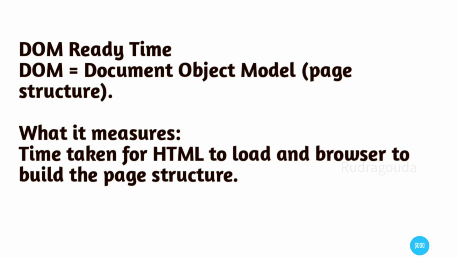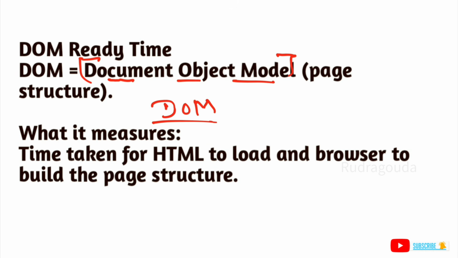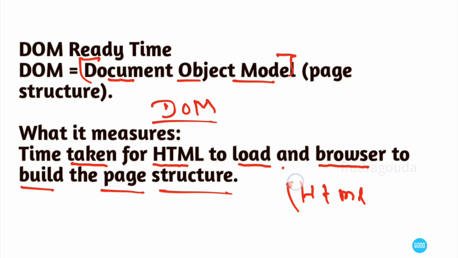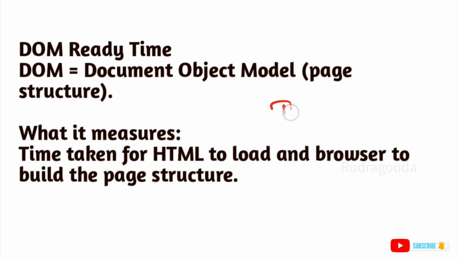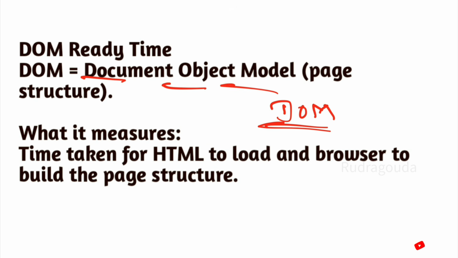Next, DOM ready time. What is DOM? Document Object Model, altogether we call it DOM. What does it measure? It measures the time taken for the HTML to load and the browser to build the page structure. Whatever code we have written at the backend, HTML is very important to show the data to us. Let me write it down. DOM means Document Object Model.